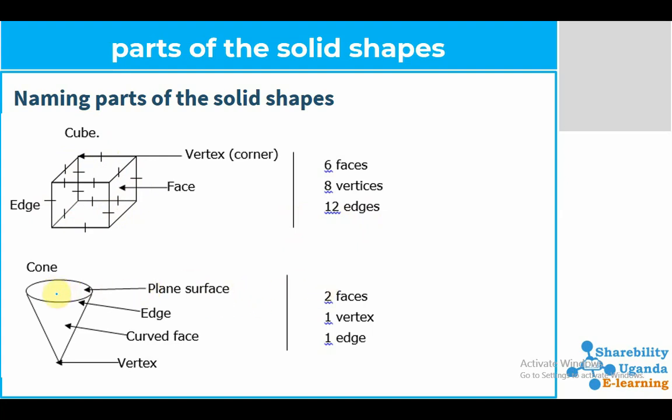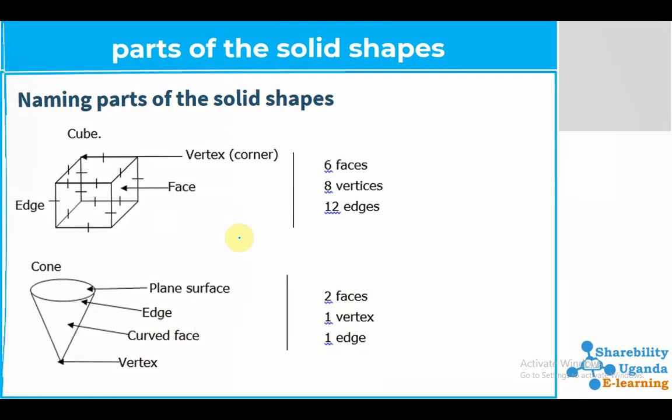It has 2 faces. Then the vertices, it has only 1 vertex. Then the edges, it has only 1 what? 1 edge. So that's how we can name these shapes of ours.